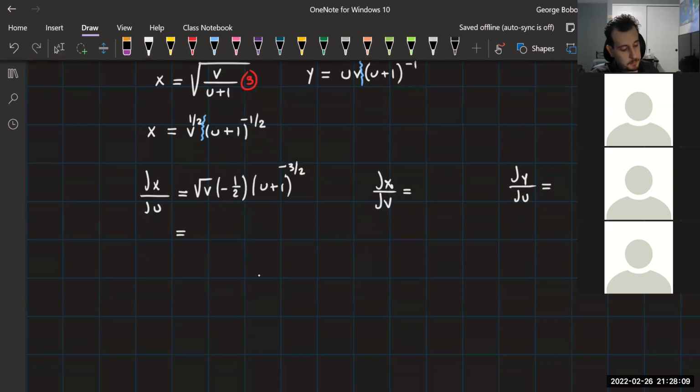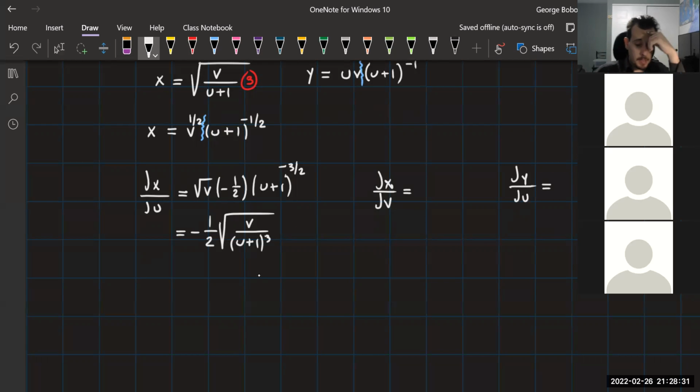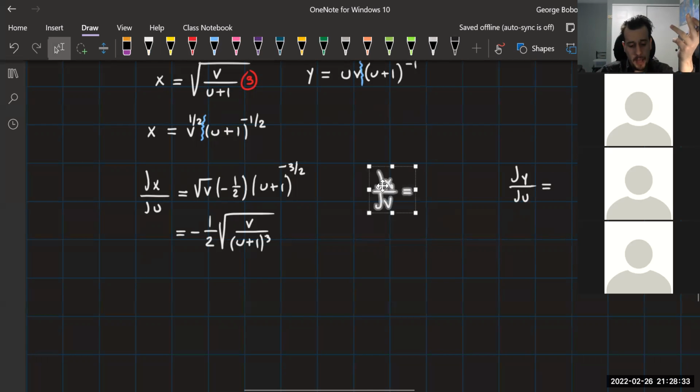compare here, Olivia, to see if what you did was right. But I would have the square root, okay? The 1/2 is coming outside anyway. So negative 1/2 square root of v divided by u plus 1 cubed. Something like that. Okay? So it's not crazy bad, but you have to keep an eye out on who you're differentiating with respect to.